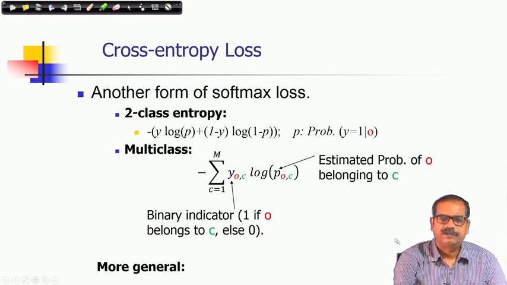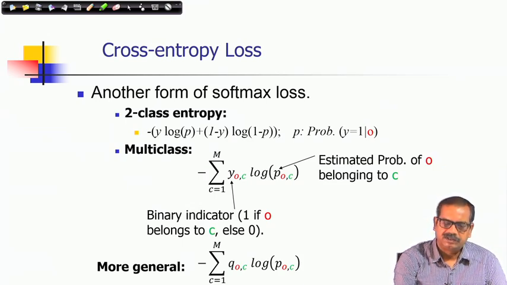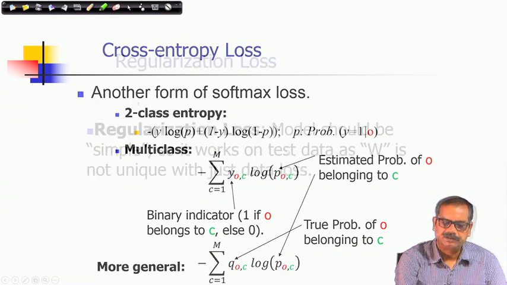In a more general framework, you may have a probability distribution of the true class also. So it is not always binary. So it is the true probability of O belonging to C. You can use this for the cross entropy loss.